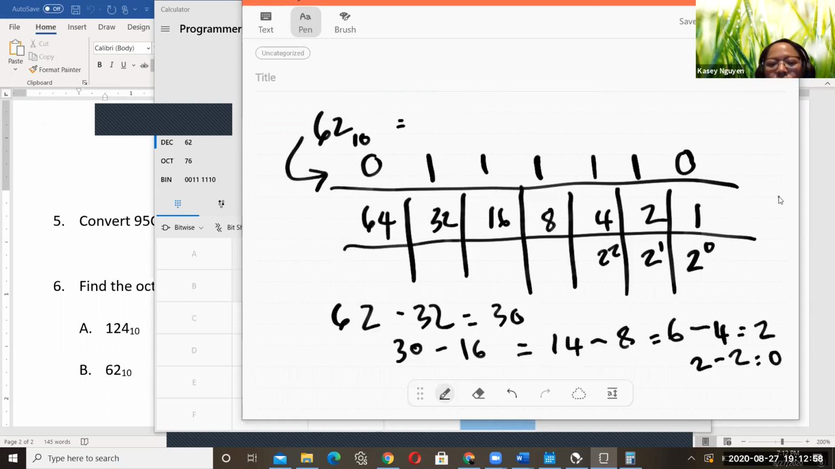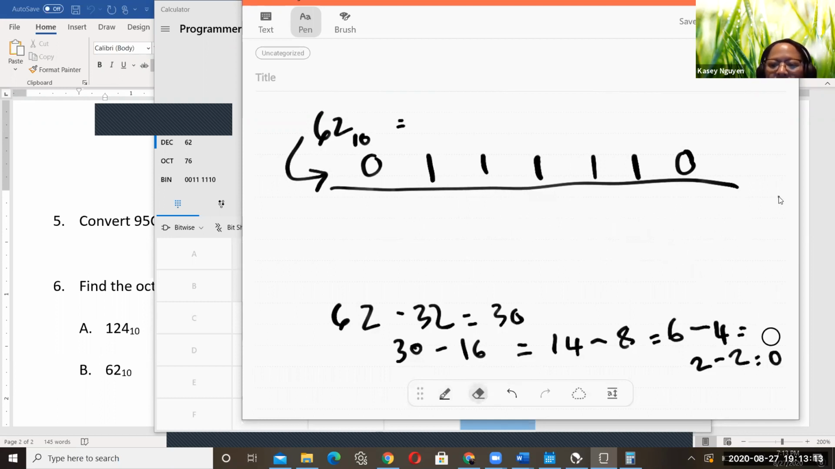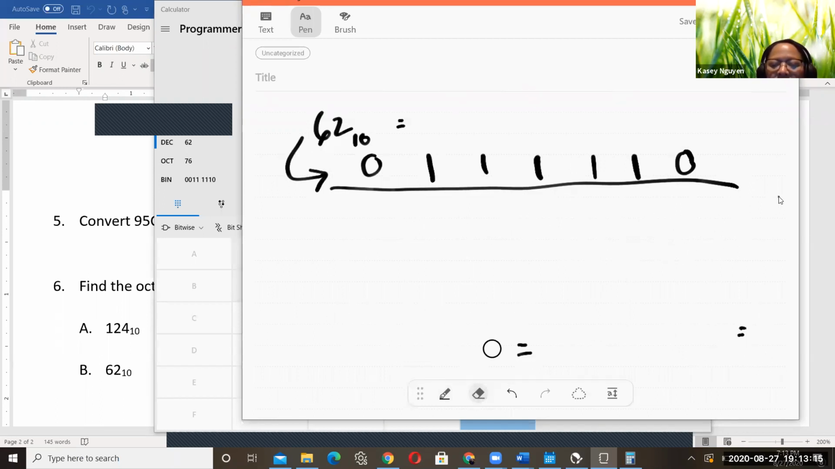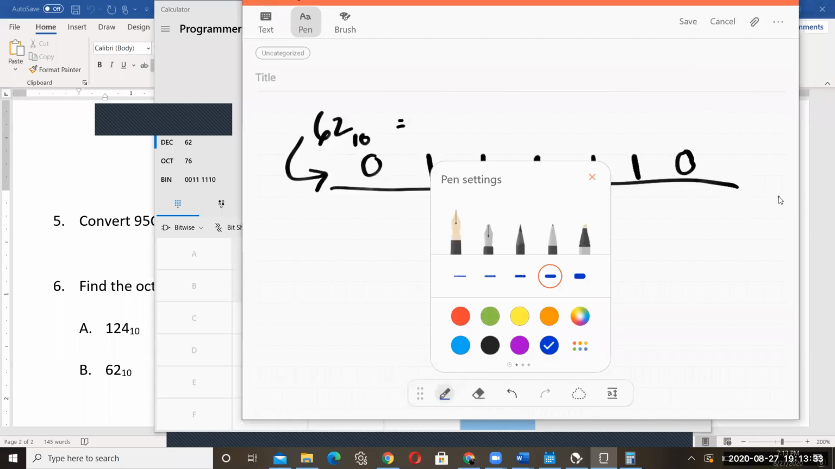Once we have the binary, the next step is to break that binary into 3 bits. After you have the binary, you forget about all of this. You just need it to get to the binary. Now what we're going to do is chunk it into 3 bits.